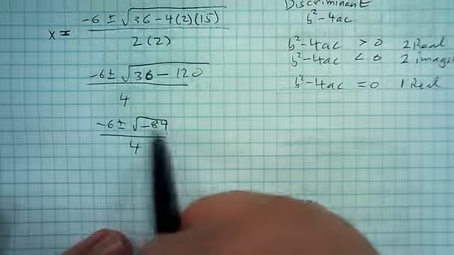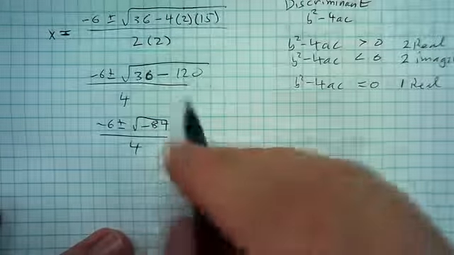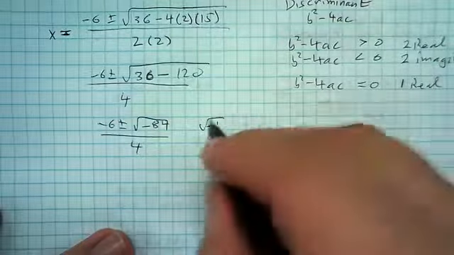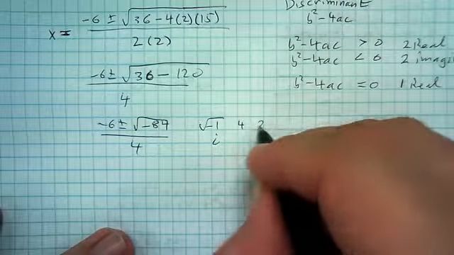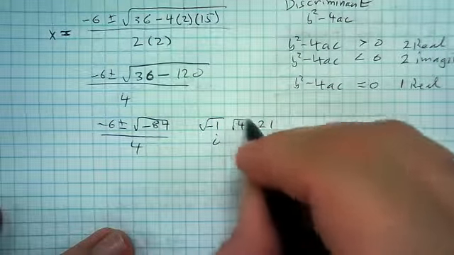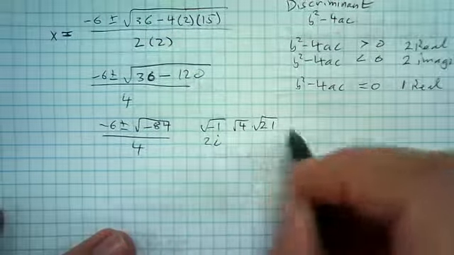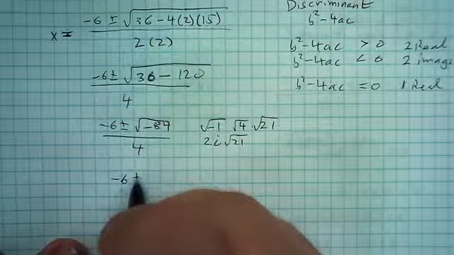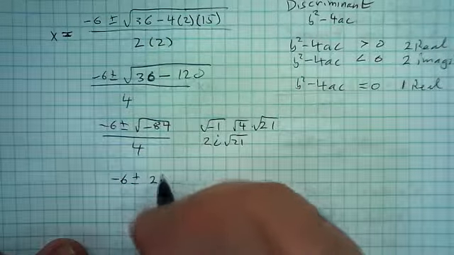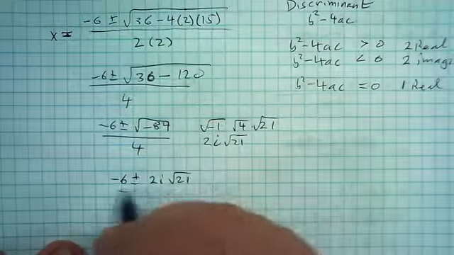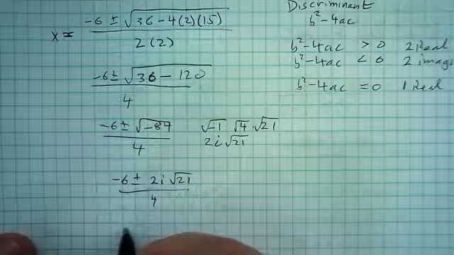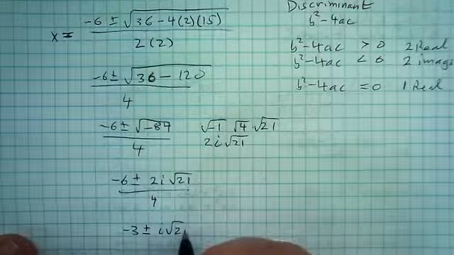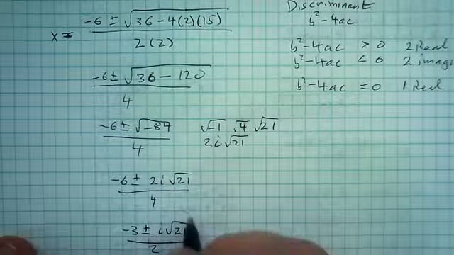In any case, for this problem, to simplify this, notice the square root of -1 becomes i. 84 is 4 times 21. The square root of 4 is 2, and the square root of 21 does not simplify. So this is -6 plus or minus 2i times the square root of 21 over 4, also known as -3 plus or minus i square root of 21 over 2.